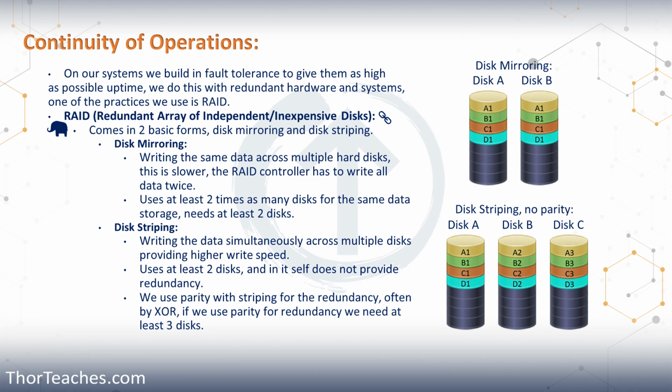And disk mirroring really makes sense. We have a mirror of that disk. We write the same data to disk A and to disk B. They are exact copies. If disk A fails, well then we have everything on B. The image over here on the right at the top, that is disk mirroring. But this also makes it slower because the RAID controller has to write the same data twice.